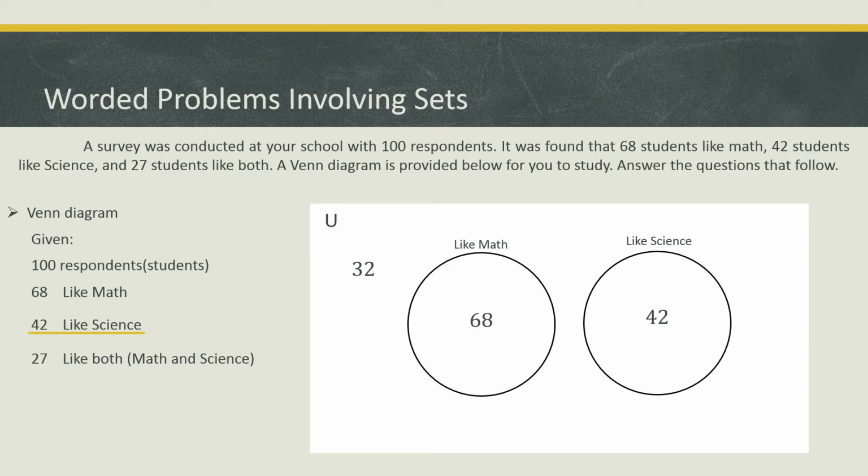The problem here is that it is too many. What remains is 32, and what we added for science is 42, so we will remove this 42. Got it. The last given is 27. But before that, let's check: 68 plus 42, class, is equal to 110. Now our given is too much.